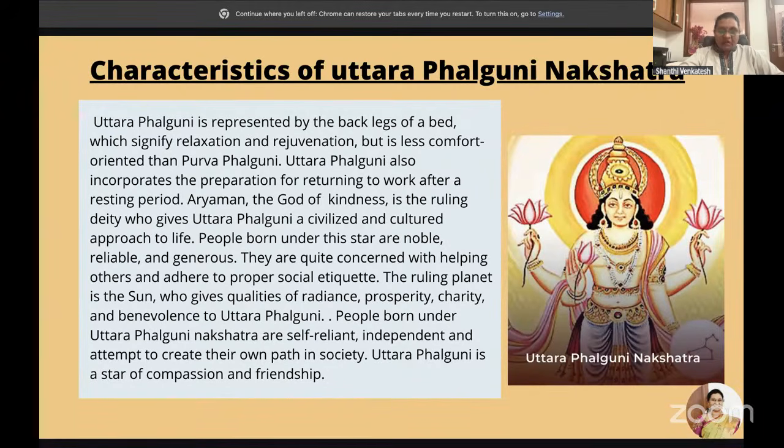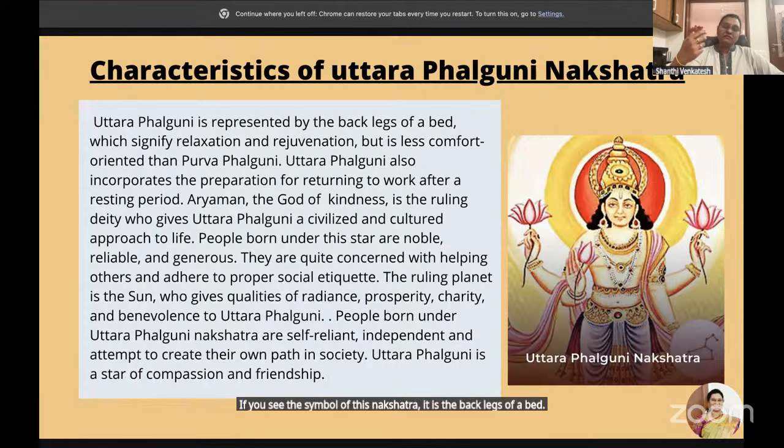If you see the symbol of this nakshatra, it is the back legs of a bed. For Purva Falguni, the symbol was the front 2 legs of a bed, whereas Uttara Falguni represents the back 2 legs of a bed. What the bed represents is relaxation and rejuvenation. Here, these people are not that comfort oriented.